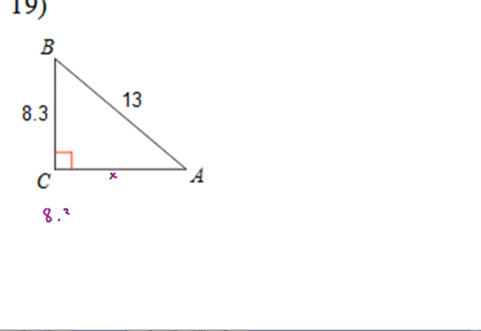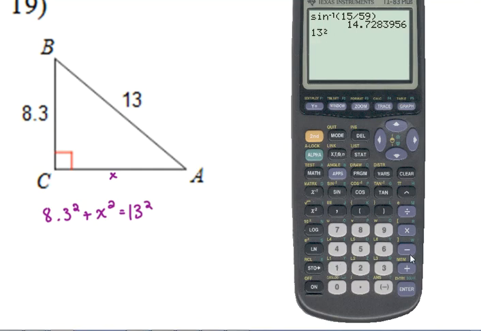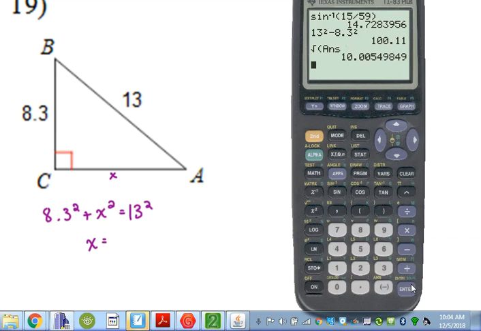So 8.3 squared plus x squared equals 13 squared. So 13 squared, minus 8.3 squared, square root. So that says x is not exactly 10, but it's practically 10. Okay, 10.005, we'll just call it 10.